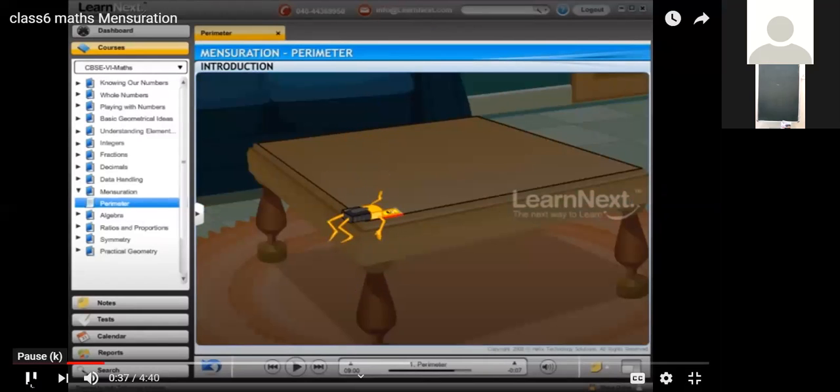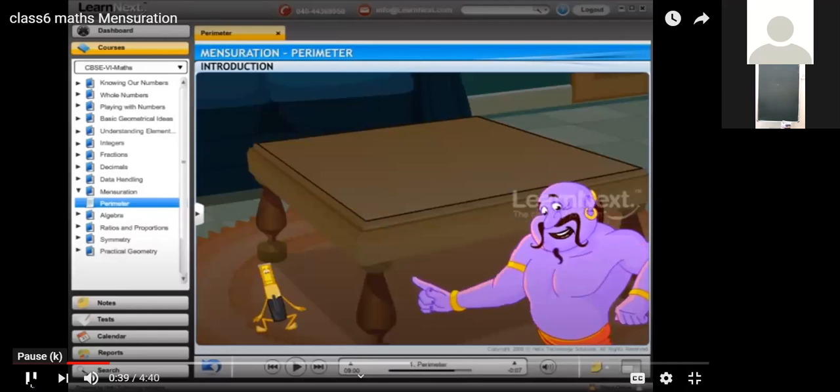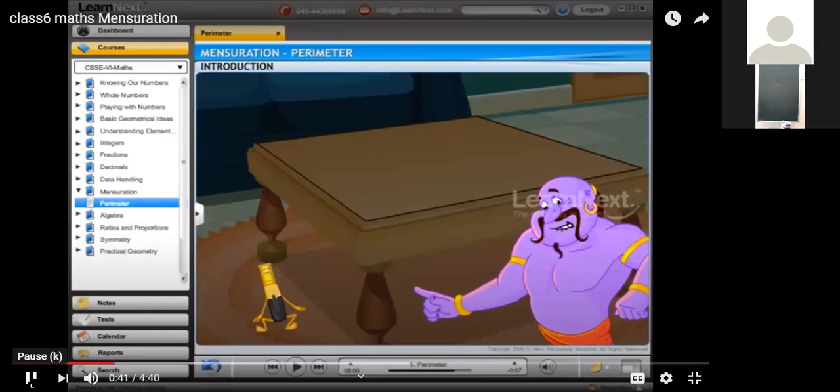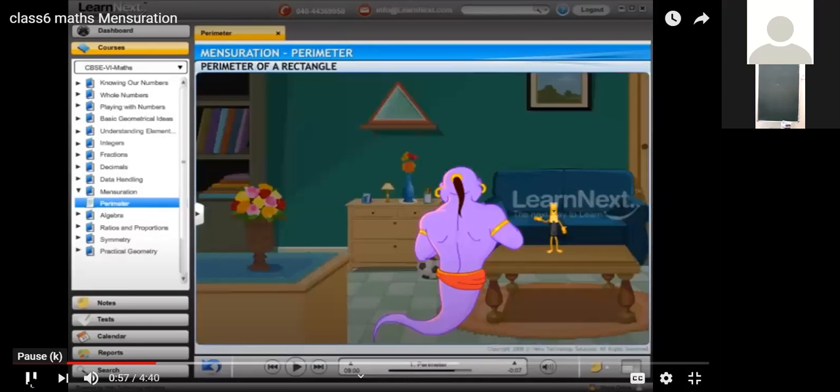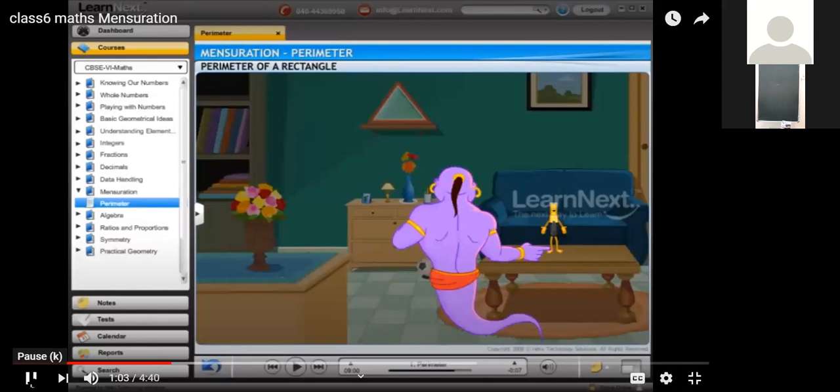Ha ha ha! What are you trying to do? I was trying to measure the side of the tabletop. Why? Just like that. I was bored. Let's put you to some use. Some use? Yes. Why don't you measure the perimeter of the tabletop you are sitting on? Perimeter? What's that?